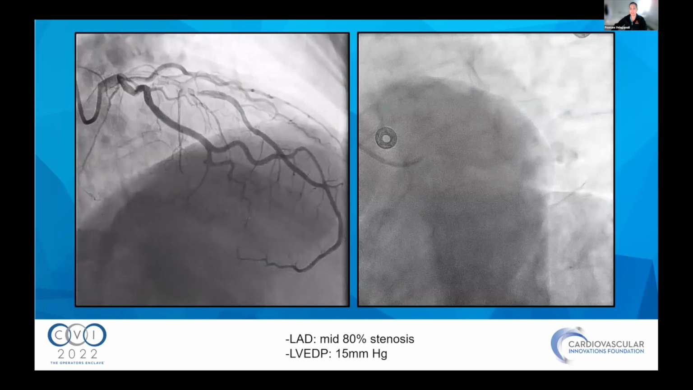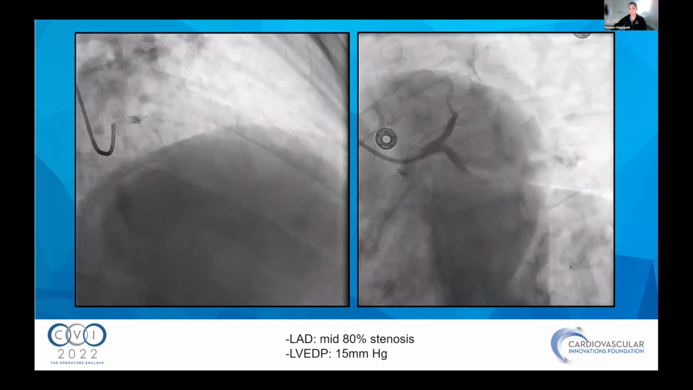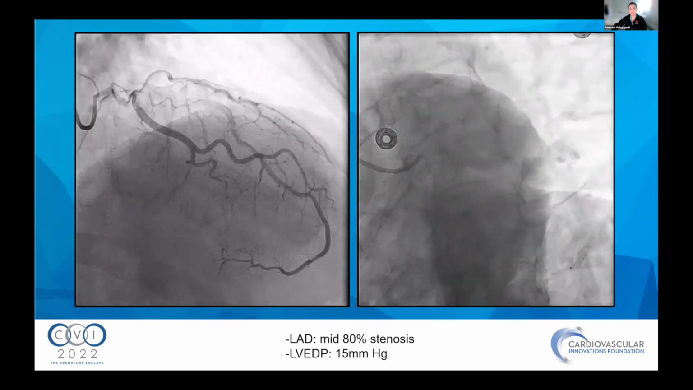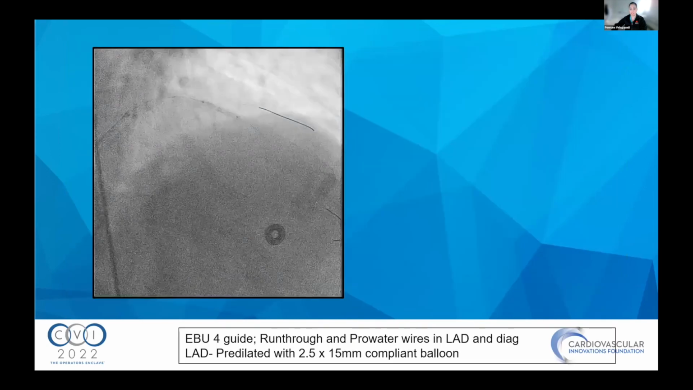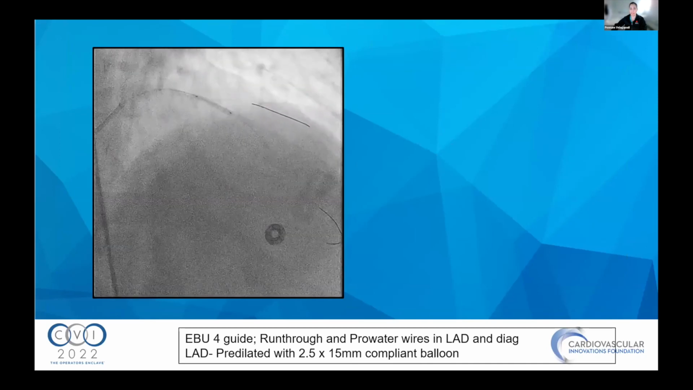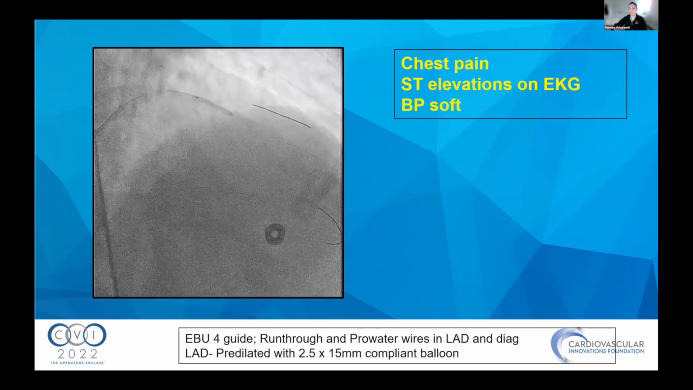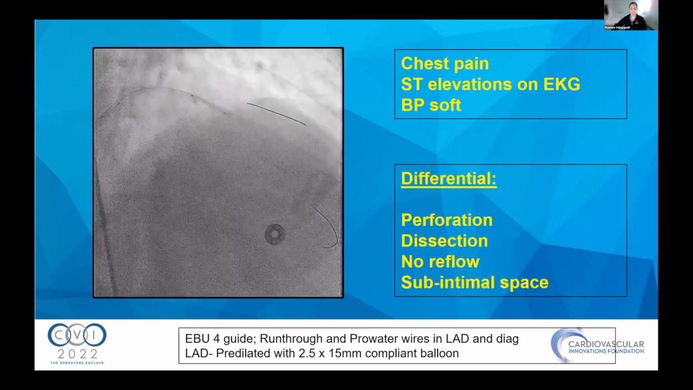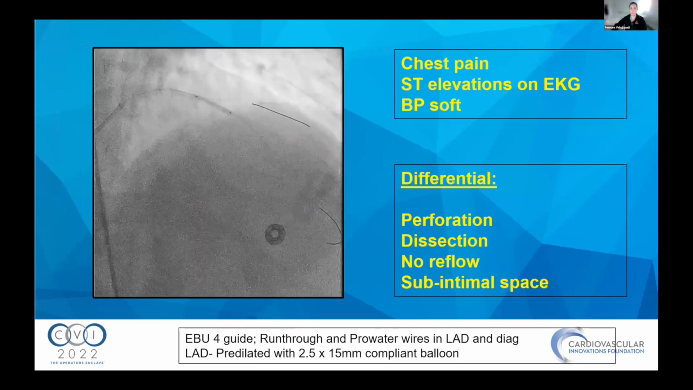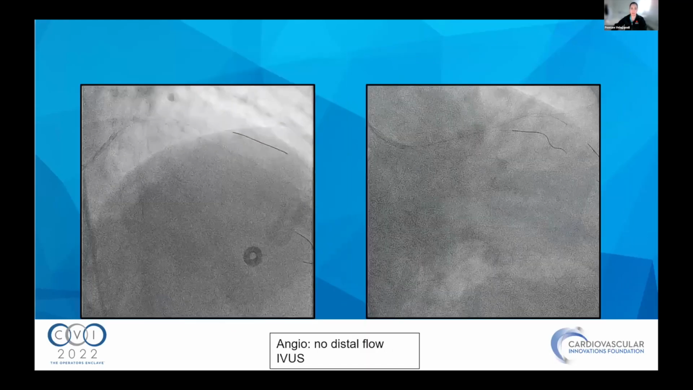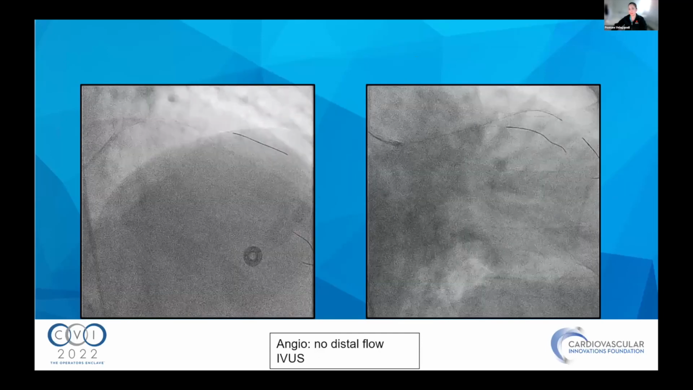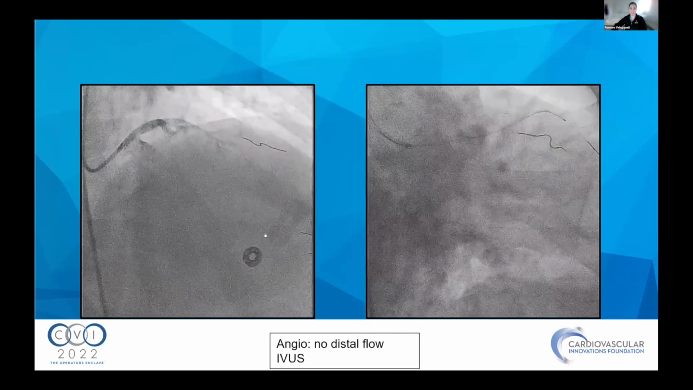You would think that this is probably going to be a straightforward lesion. We wired it and did a quick compliant balloon inflation, 2.5 by 15. Immediately the patient starts to have chest pain, ST elevations, and blood pressure starts to tank. So you think of all these differentials. I quickly did a 1 cc puff and there was no flow in the distal vessel. So then I IVUSed it, and here is that IVUS.